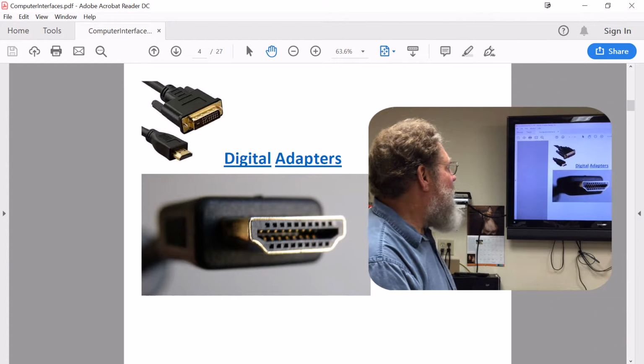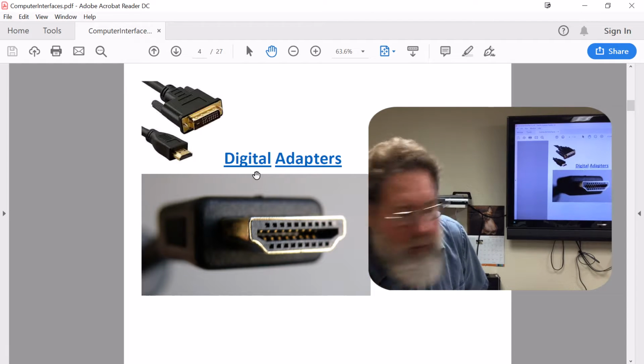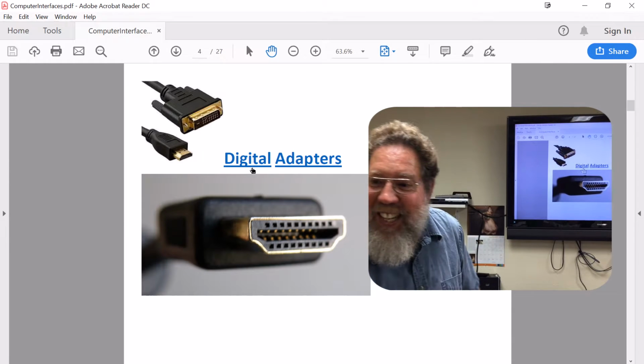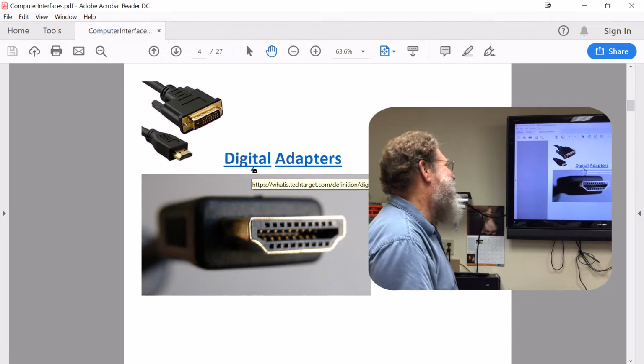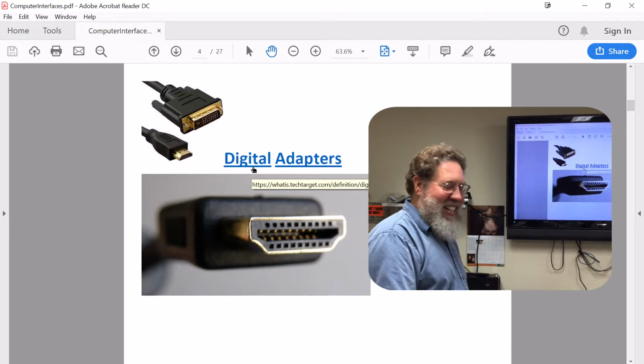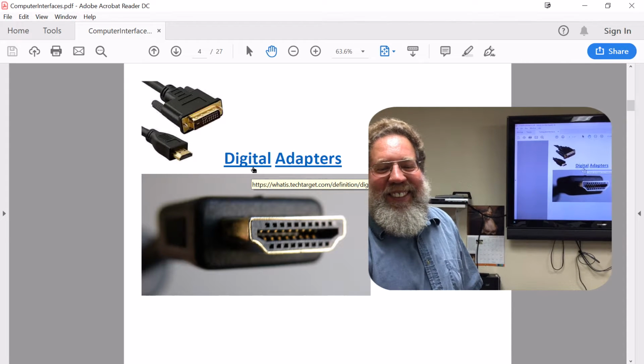Now, what kind of adapters are these? Digital adapters. Okay, so hold that one out.